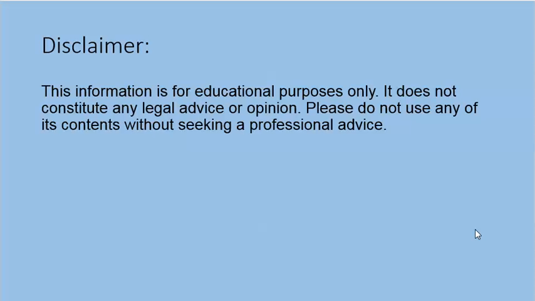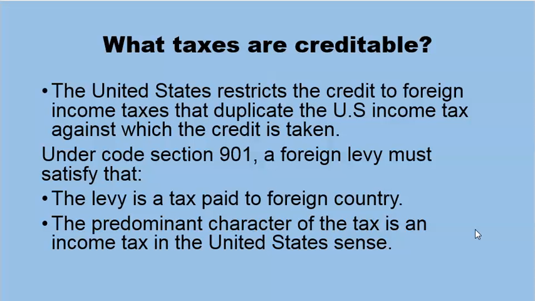I will be talking about what taxes are creditable. The United States restricts the credit to foreign income taxes that duplicate the US income tax against which the credit is taken. Under Code Section 901, a foreign levy must satisfy that the levy is a tax paid to a foreign country. The predominant character of the tax is an income tax in the United States sense.